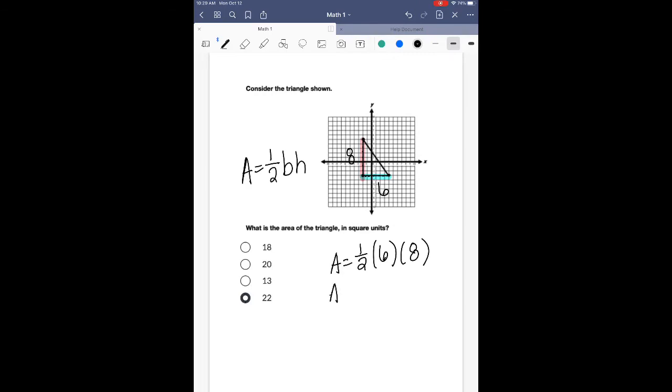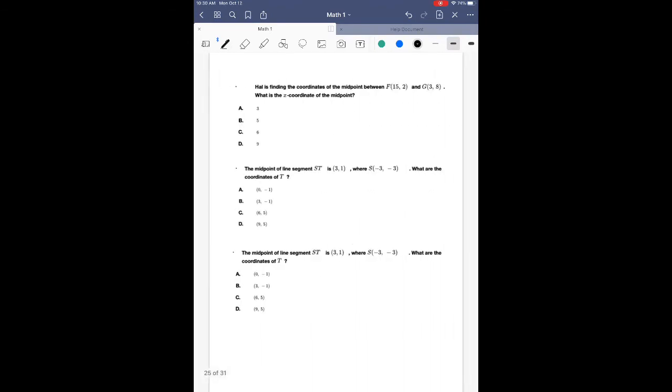times 8. That is going to give me 1/2 of 48, and then half of 48 is going to give me 24. So obviously this should have been 24, and it will be on your test or your review when you actually are doing it. That was just a typo mistake.